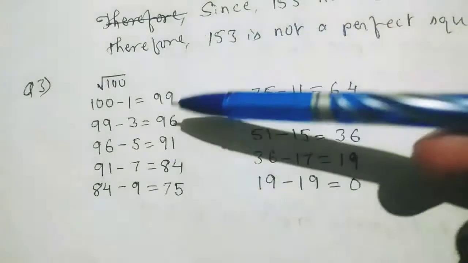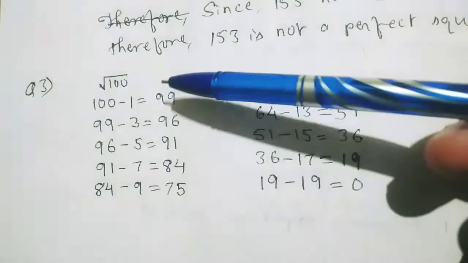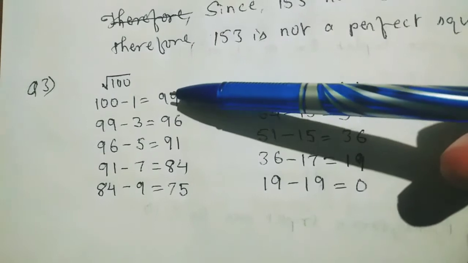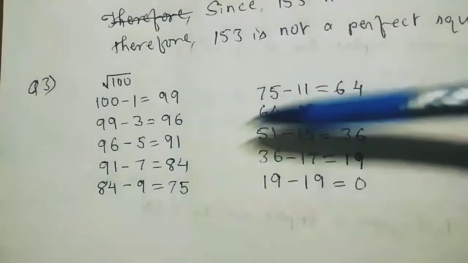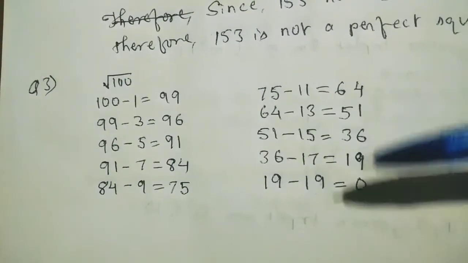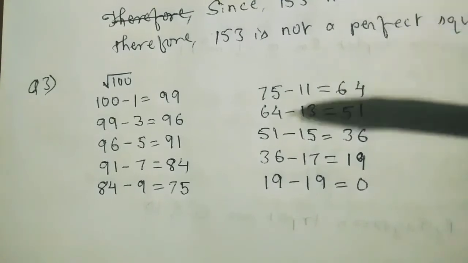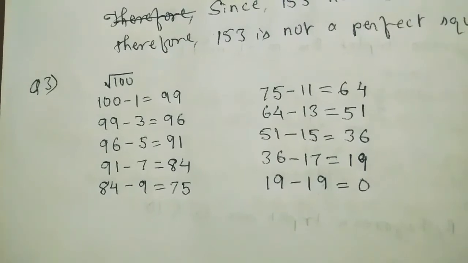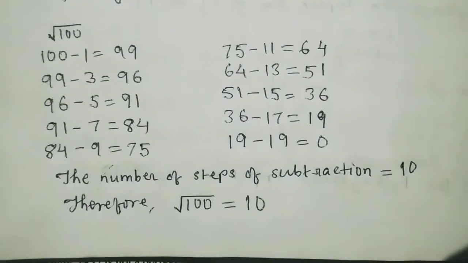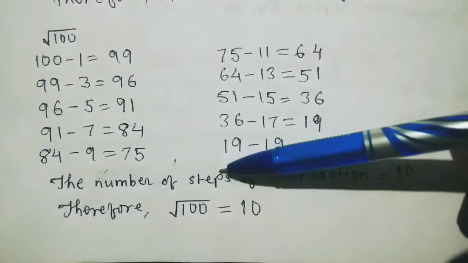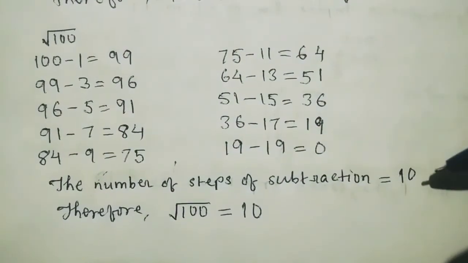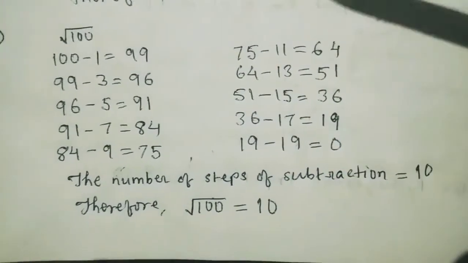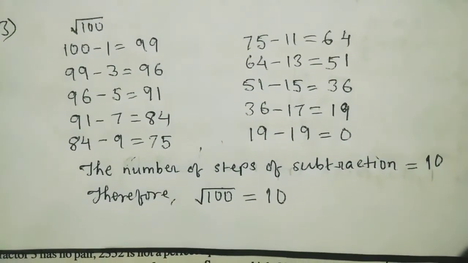Now you have to count how many steps you have subtracted, and that will be the answer of the square root. So here how many steps? 1, 2, 3, 4, 5, 6, 7, 8, 9, 10. So you have subtracted 10 steps. That means the square root of 100 is 10. Very easy. So students, you have to write at last like this: the number of steps of subtraction is 10. Therefore the square root of 100 is 10. In this way you have to do the repeated subtraction method.